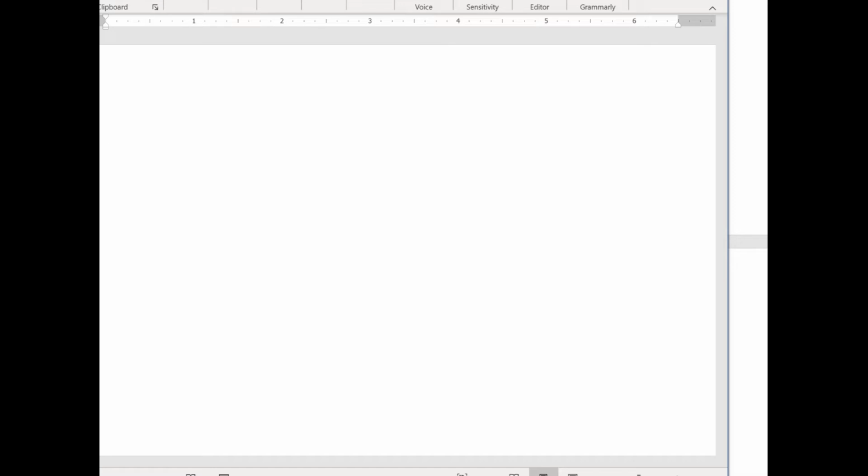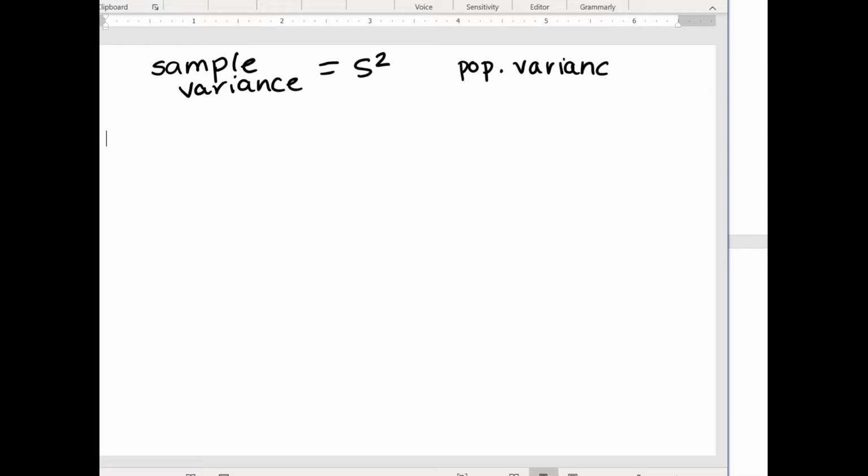I'm going to do my best to try to explain it to you, but at the end of the day, in application, it's not something we really need to worry about a whole bunch, but just to give you the background here. Okay, so again, just so we have all our information, we've got our sample variance, which is S squared, and then we have the population variance, which is little sigma squared.